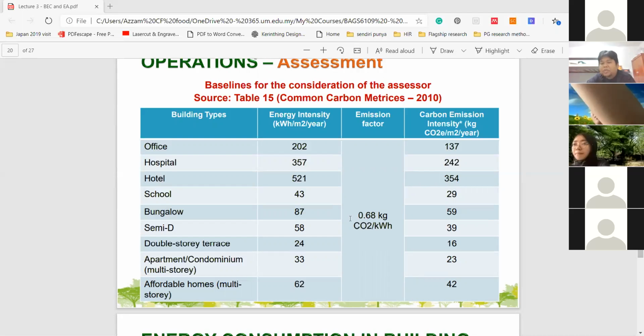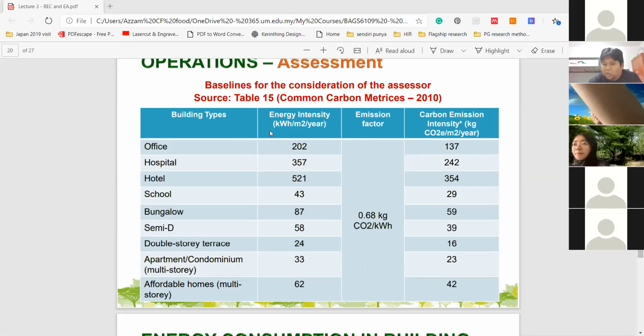So by multiplying, you get the carbon emission intensity, the kilograms of CO2 equivalent per meter square per year. So for every meter square of your building per year, this is the amount of carbon in kilograms that you emit. So the bigger your building is, the more carbon emission you will be emitting.